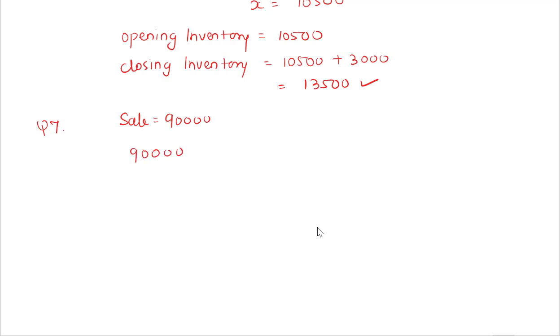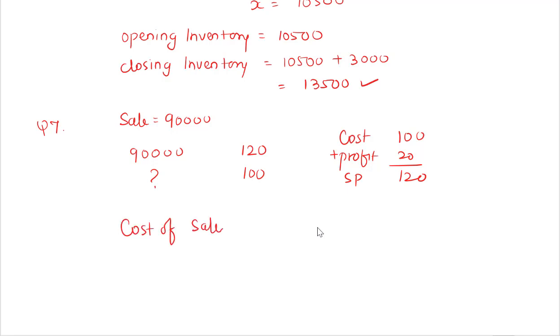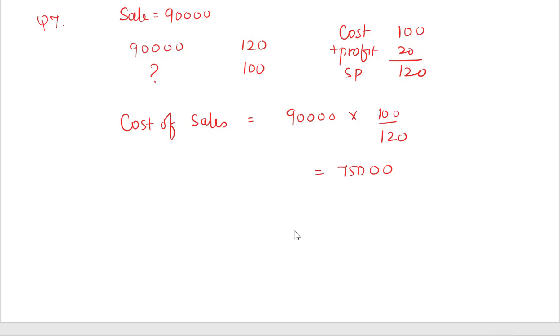So 90,000 is 120. 100 would be what? From where this 120 came? Over here the cost is 100, profit is 20%, so sales would be 120. So cost of sales equals 90,000 multiplied by 100 by 120. This is 75,000.